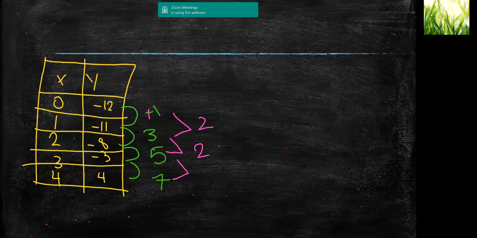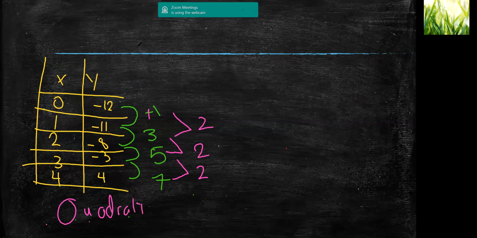And 7 minus 5 is also 2. Now look at the second difference. Are the second differences common? Yes. So we say that this will be a quadratic formula. It's quadratic.